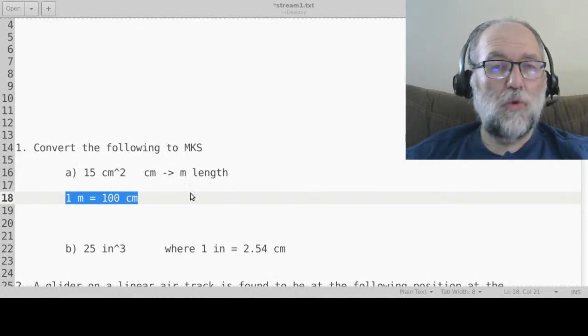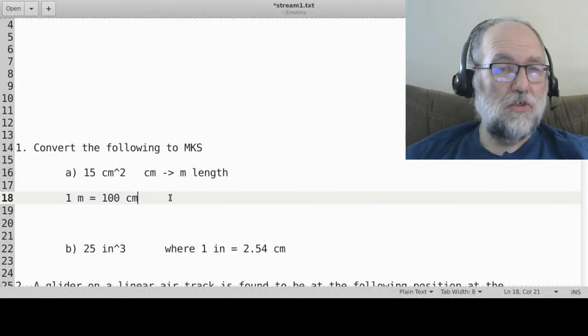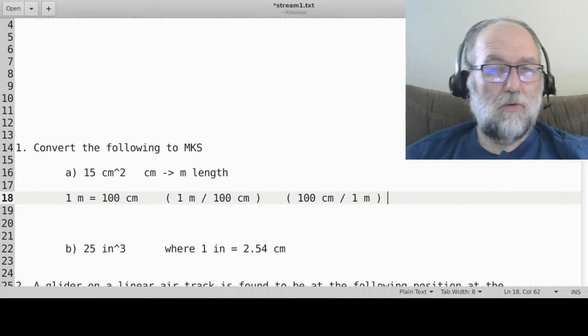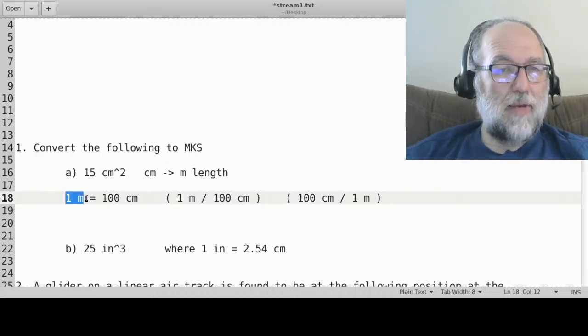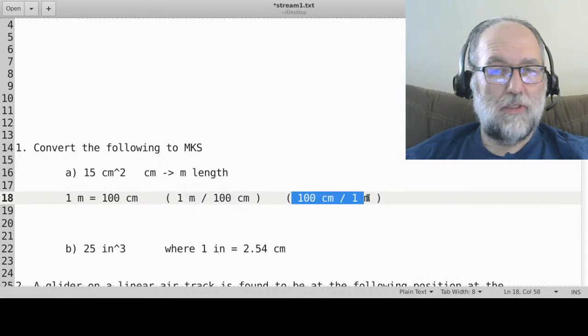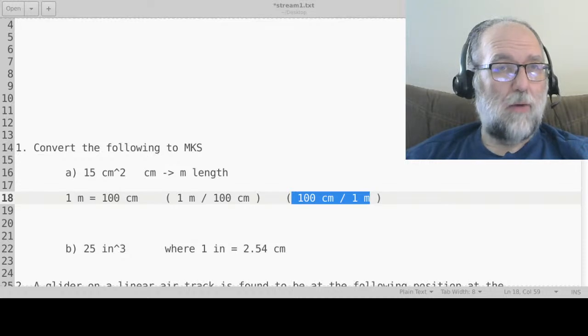The reason you need to write it that way is you need to form fractions. There are two possible fractions, pretty obvious: either a meter divided by 100 centimeters, which is equal to 1, or the other fraction you can make, 100 centimeters divided by 1 meter, which is equal to 1. Because a meter is equal to 100 centimeters, in both of these fractions the numerator is equal to the denominator. So the fraction is equal to 1, and you can always multiply by 1.